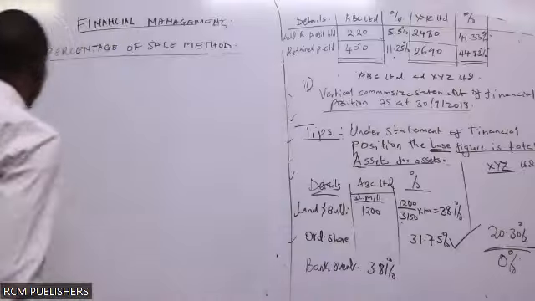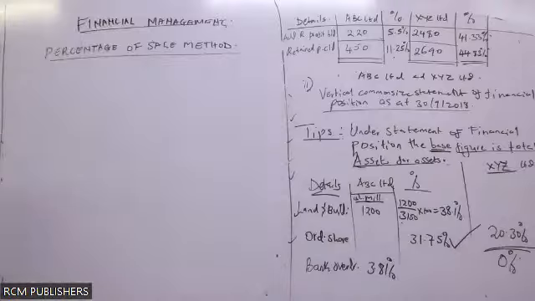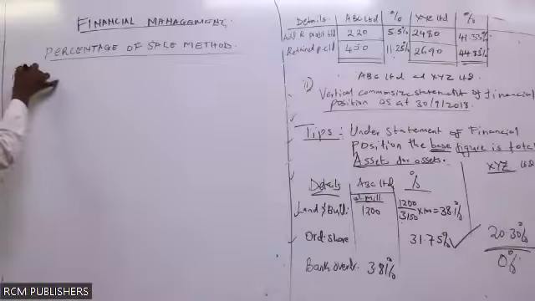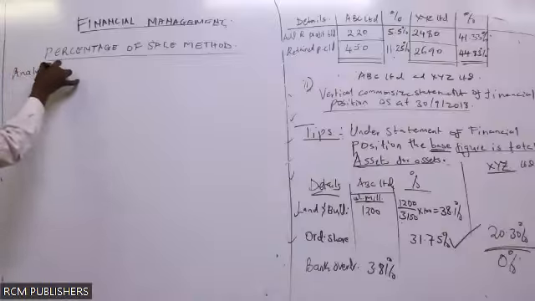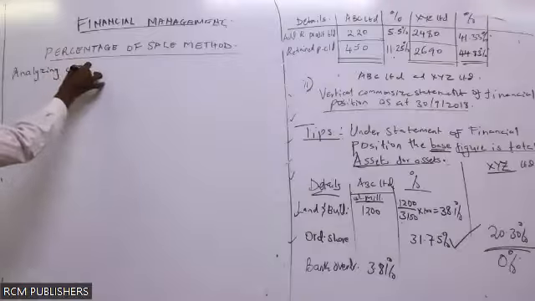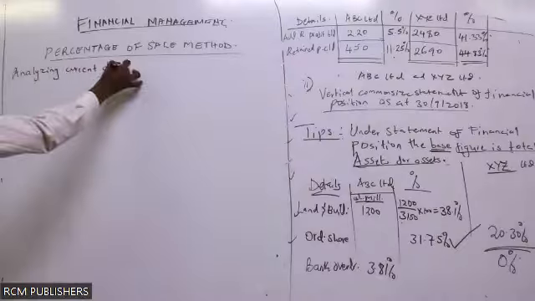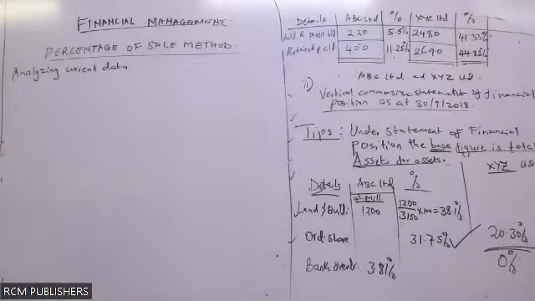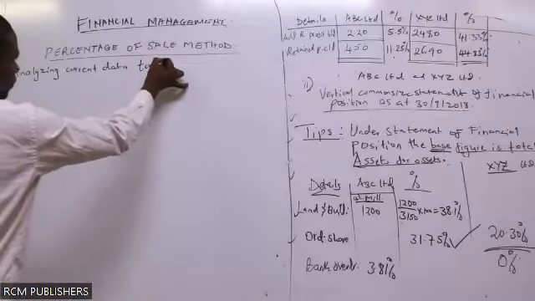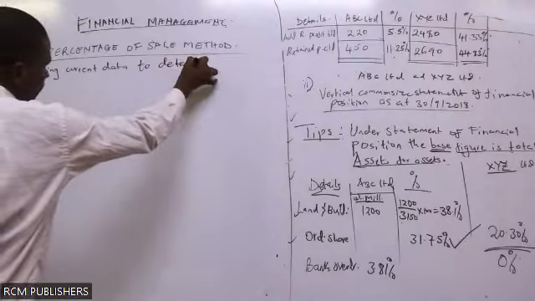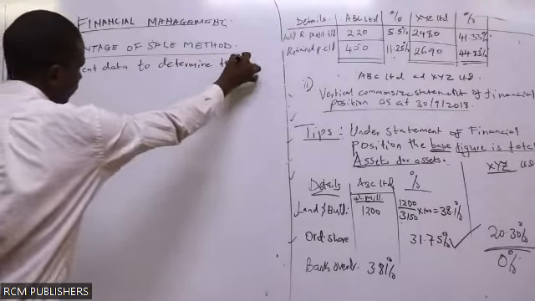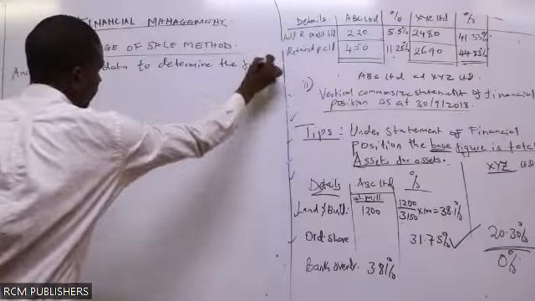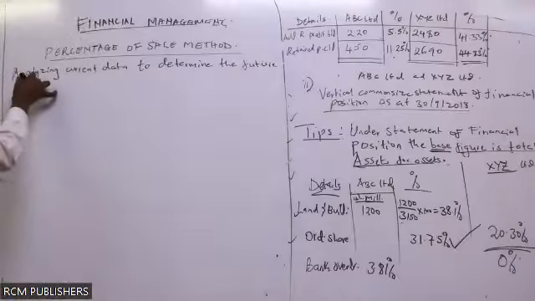Percentage of sales method. Analyzing current data to determine the future values. It refers to analyzing current data to determine the future values.